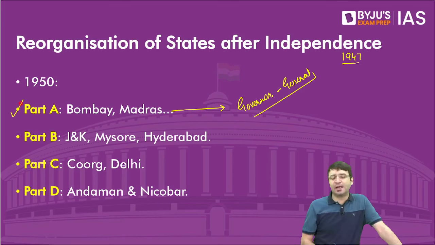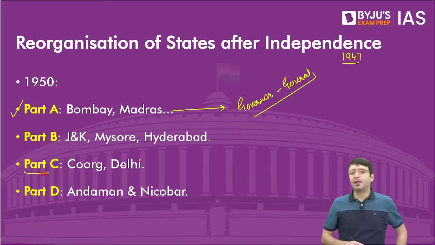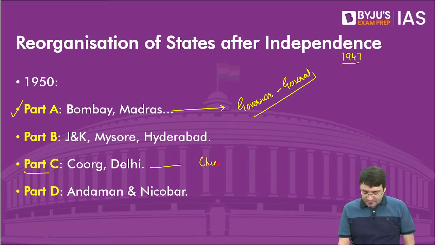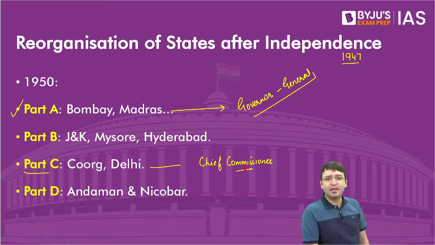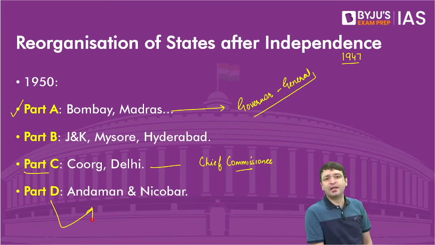Part B had those areas which were previously princely states. For example, Mysore, Jammu and Kashmir, Hyderabad. These were princely states. They were kept under Part B of the Constitution, Part B of the reorganization. Then we had Part C, which used to be under Chief Commissioner. During the colonial times, these areas would be under Chief Commissioner. For example, Delhi, Coorg. These were under Part C. And Part D had only one entity, one territory known as Andaman and Nicobar Islands.